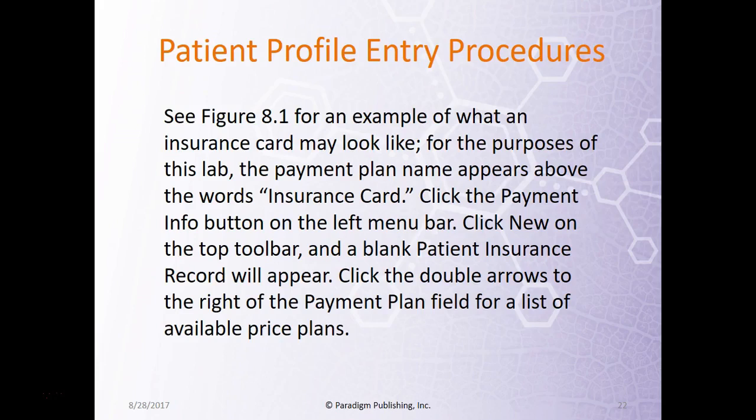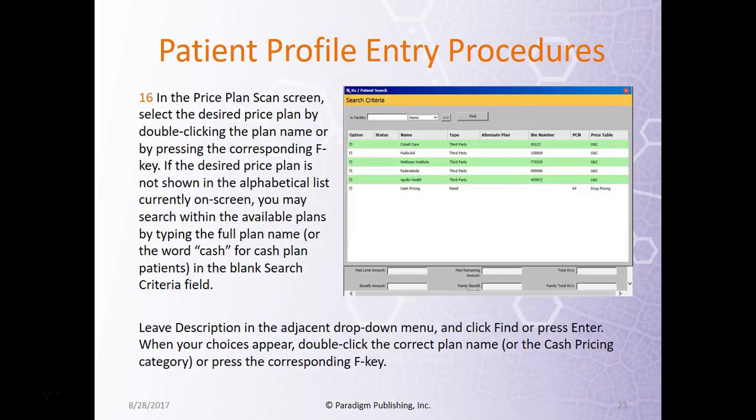Click the New on the top toolbar and the blank patient insurance record will appear. Click the double arrows to the right of the payment plan field for a list of available price plans. So we've got that double arrow key here. And that one was public aid, so we would have selected public aid. In the price plan scan screen, say that 10 times fast. Select the desired price plan by double-clicking the plan name or by pressing the corresponding F key.